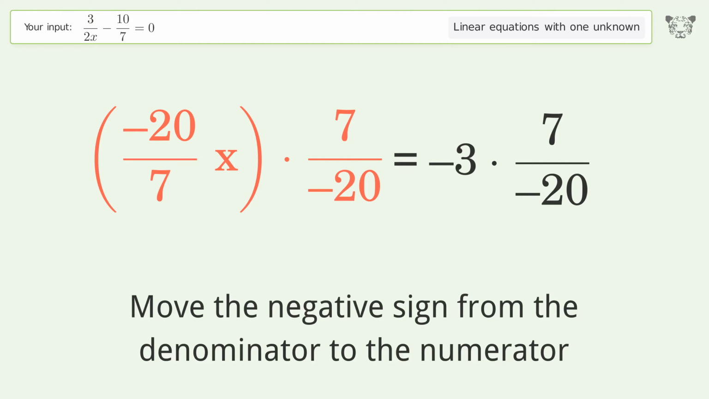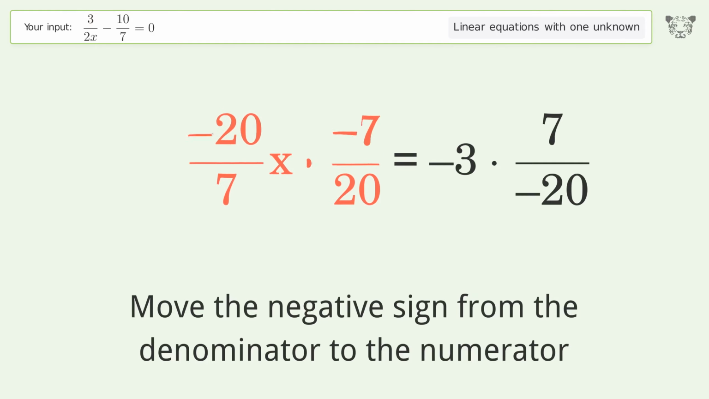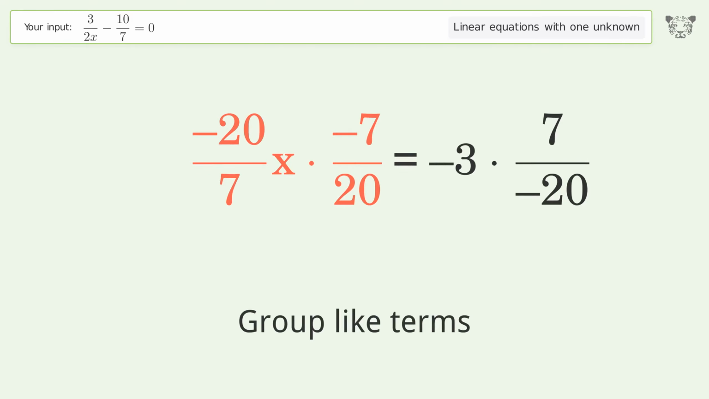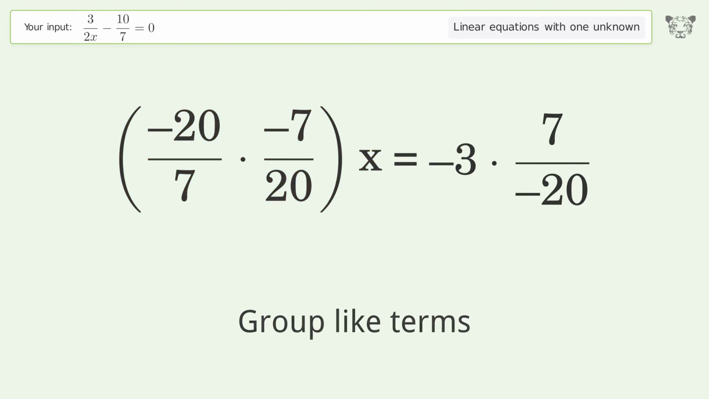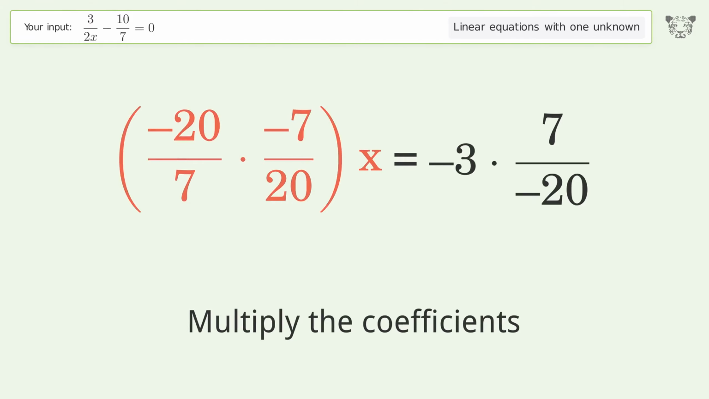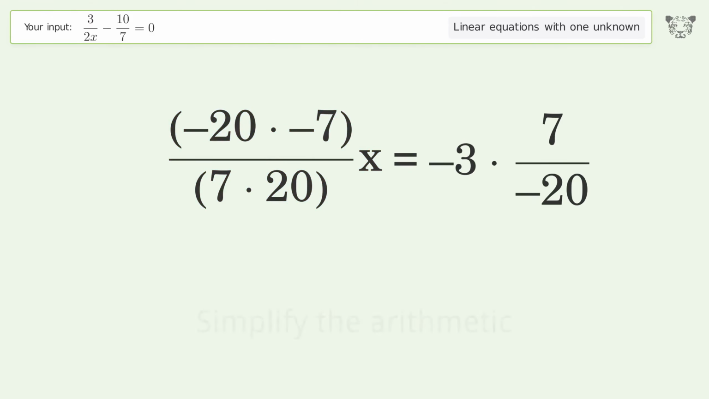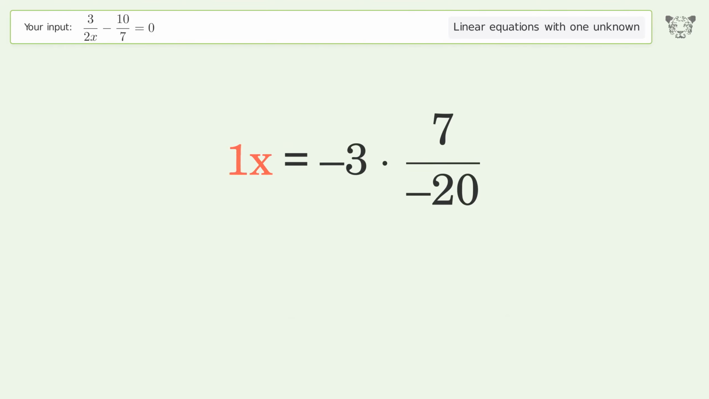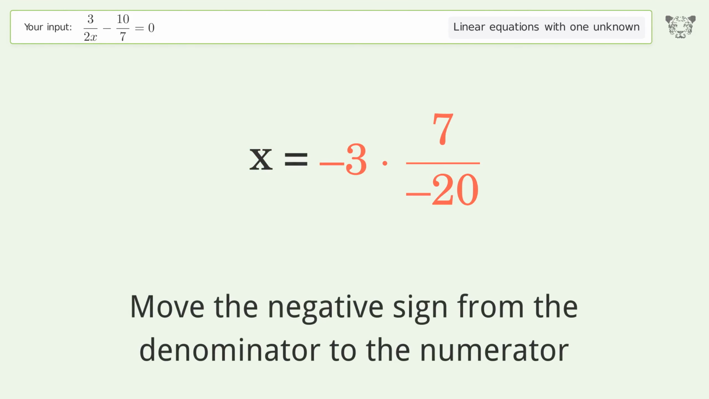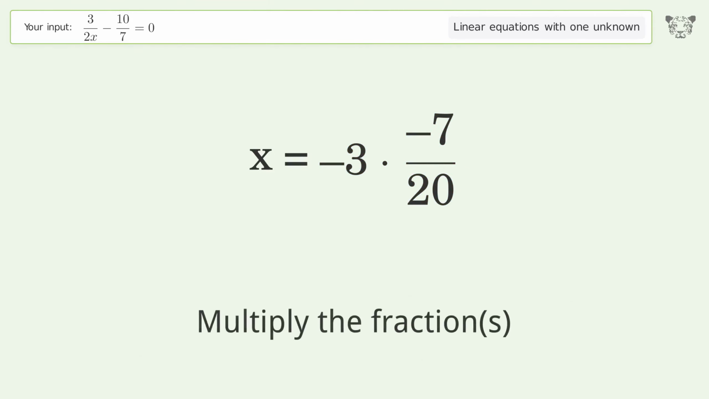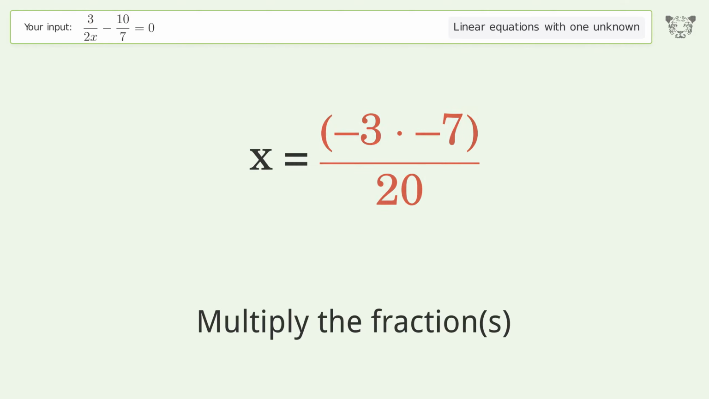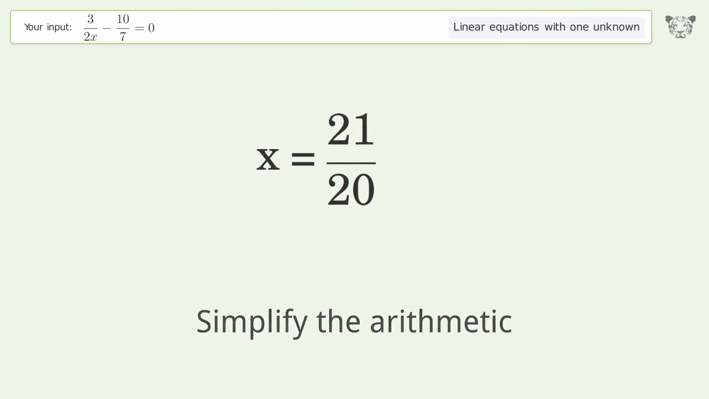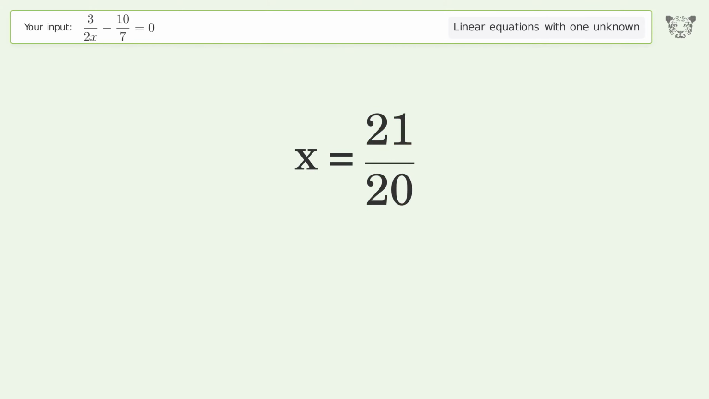Move the negative sign from the denominator to the numerator. Group like terms. Multiply the coefficients. Simplify the arithmetic. Move the negative sign from the denominator to the numerator. Multiply the fractions. Simplify the arithmetic. And so the final result is x equals 21 over 20.